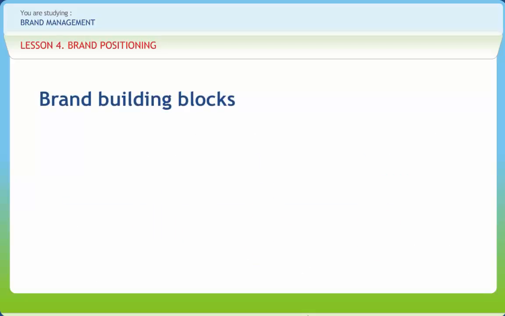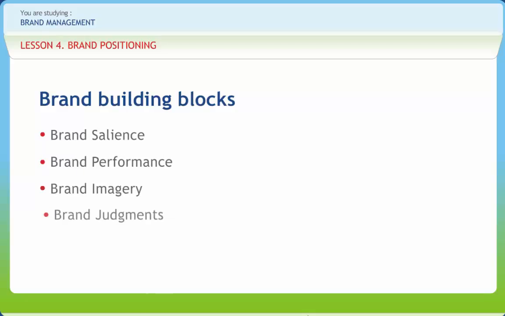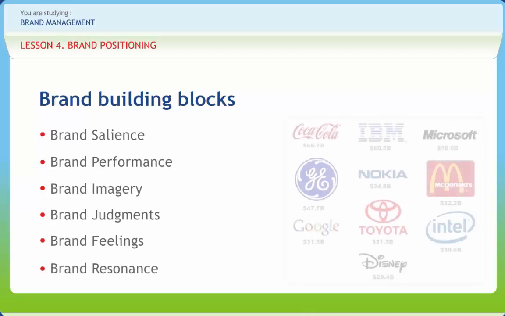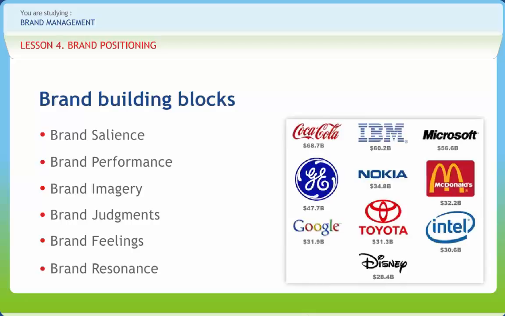Brand building blocks include brand salience, brand performance, brand imagery, brand judgments, brand feelings, and brand resonance. The right brand identity can be made by creating brand salience with customers. Brand awareness refers to customers' ability to recall and recognize the brand, as reflected by their ability to identify the brand under different conditions.